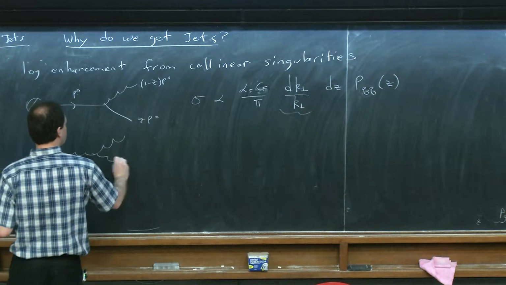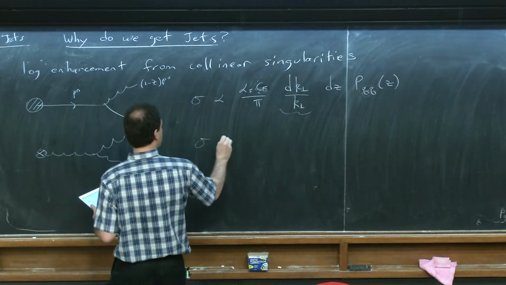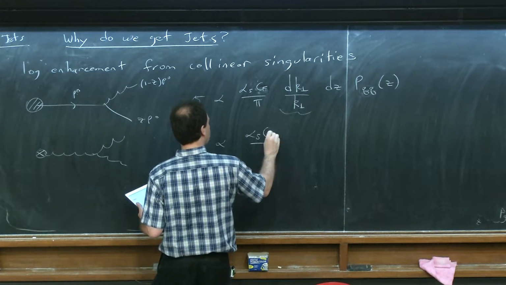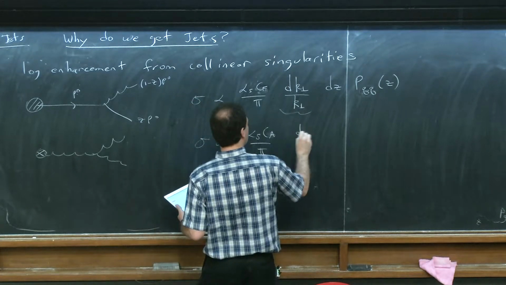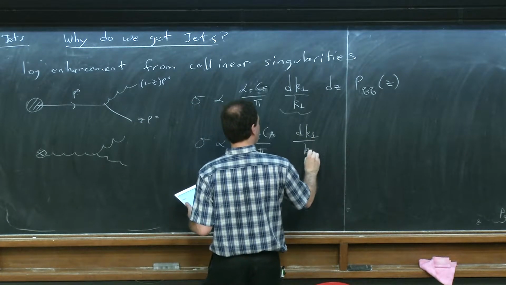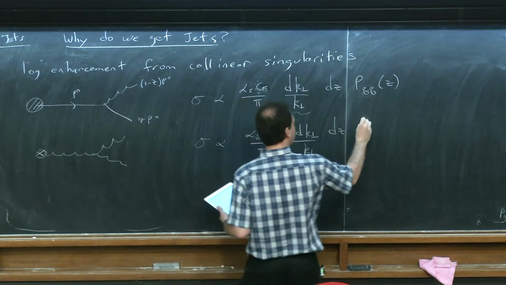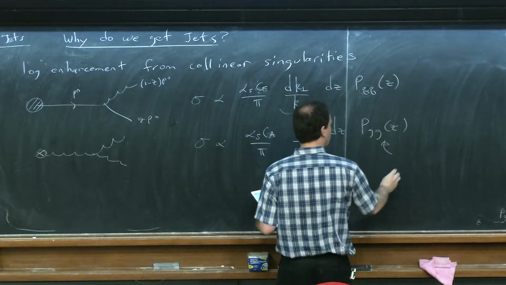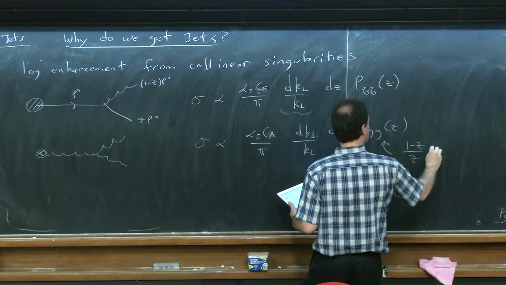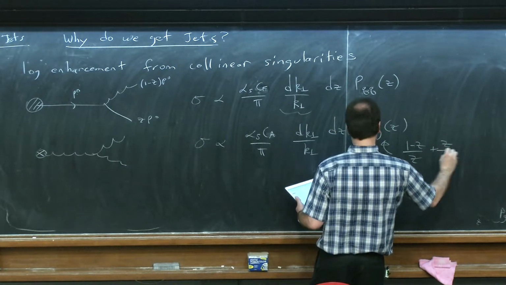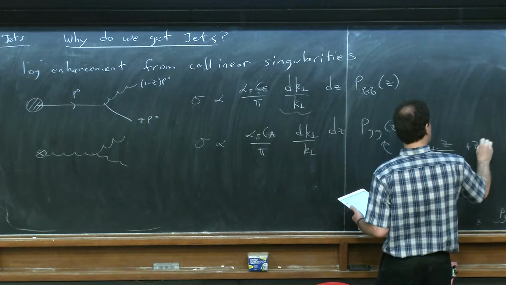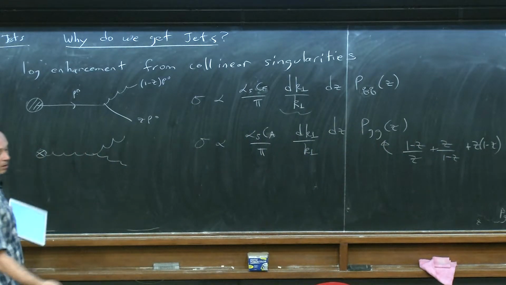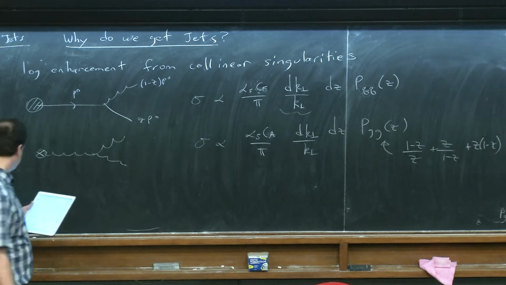So if I had two gluons, similar story, this becomes a C_A now instead of a C_F. Bigger, and then this is dk perp over k perp. And there's a different function here. The splitting function for gluons has a different functional form: (1 minus z over z) plus (z over 1 minus z) plus z(1 minus z). Okay, but there's again a logarithmic enhancement from the collinear limit.